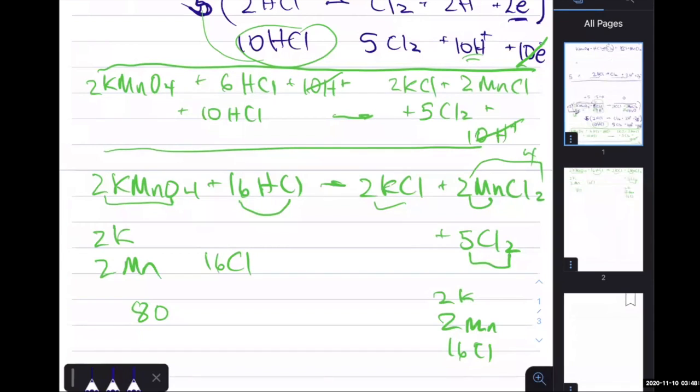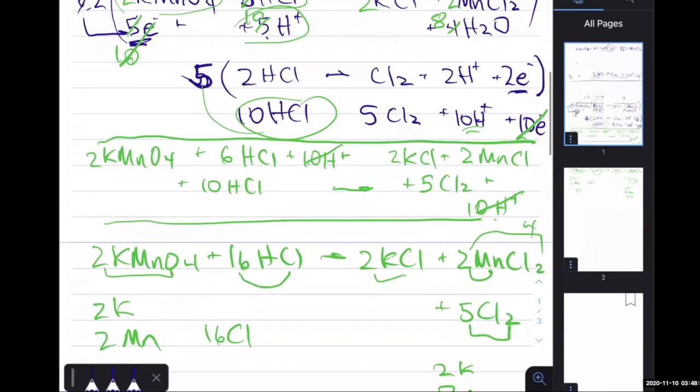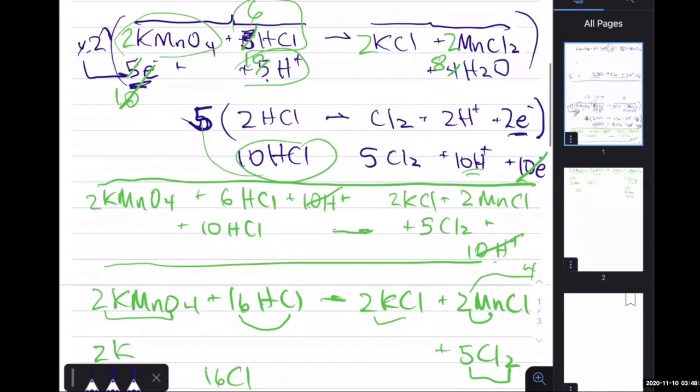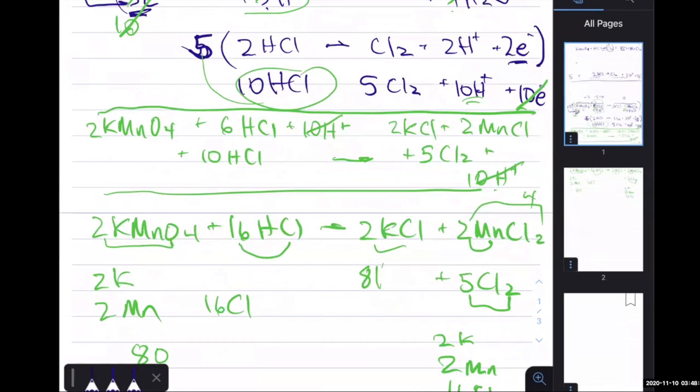I don't have 8 oxygens on the right side. Where am I missing oxygens? I got 10 here. Where did I miss my oxygens? Anyone figure that out? Oh, I forgot to add my 8 waters, right? 8H2O right here. Thank you.